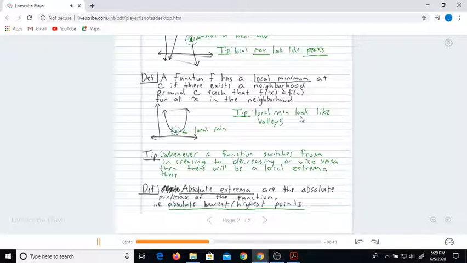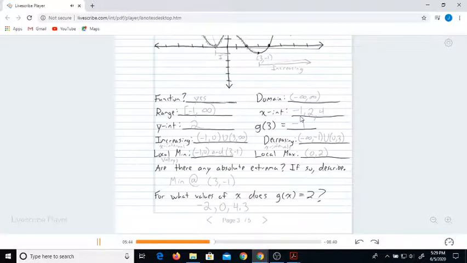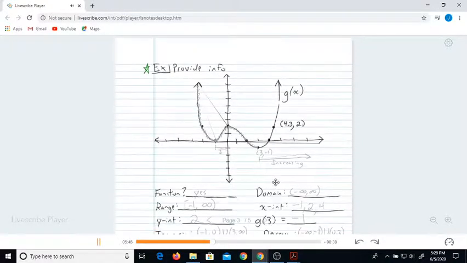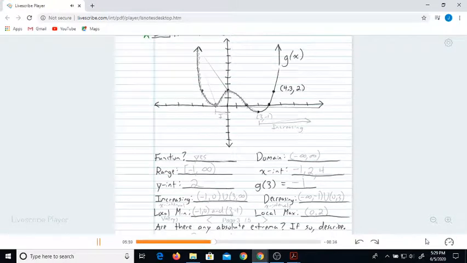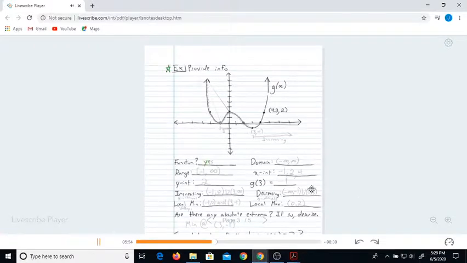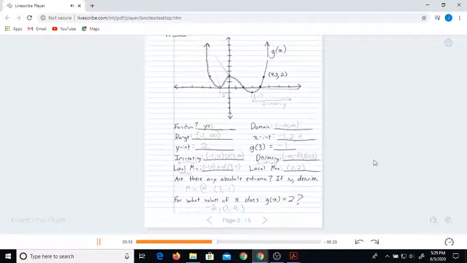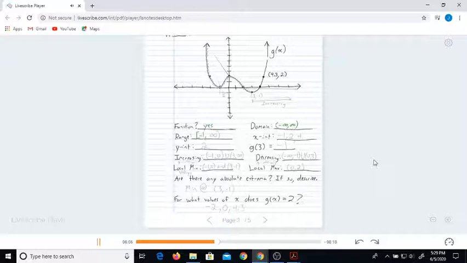So let's go ahead and practice with some examples. Here it asks us to provide info. So what we want to go ahead and do here is determine if it's a function, and the answer is yes, it passes the vertical line test. What's the domain? Well, if you look at the arrows, it goes left forever and right forever, so it's negative infinity to positive infinity. Range is the y values. The lowest it goes is -1. The highest it goes is positive infinity.